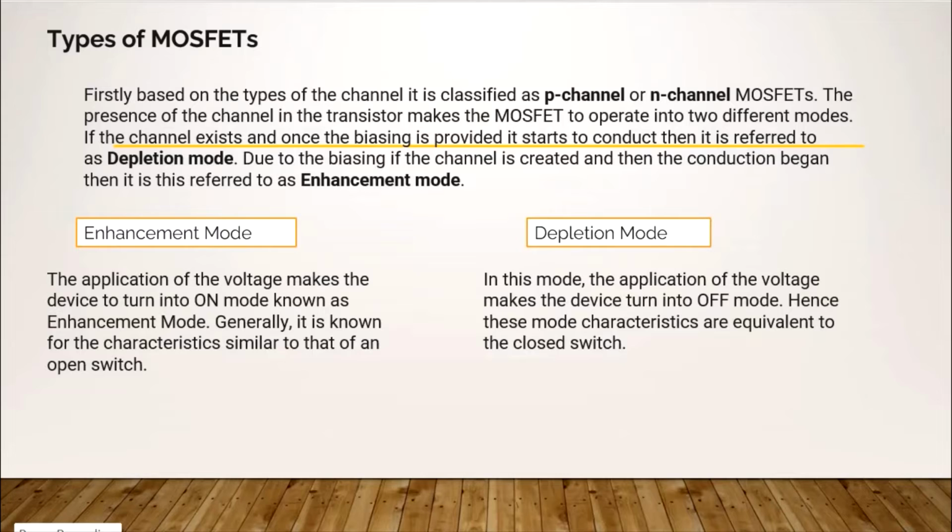The application of the voltage makes the device turn into on mode, known as enhancement mode. Generally, it is known for characteristics similar to those of an open switch. Then depletion mode. In this mode, the application of the voltage makes the device turn into off mode. Hence, those mode characteristics are equivalent to a closed switch.